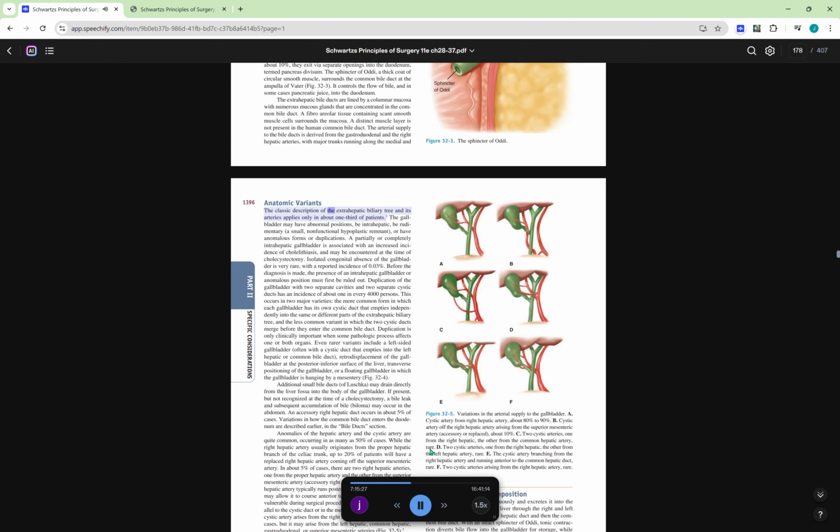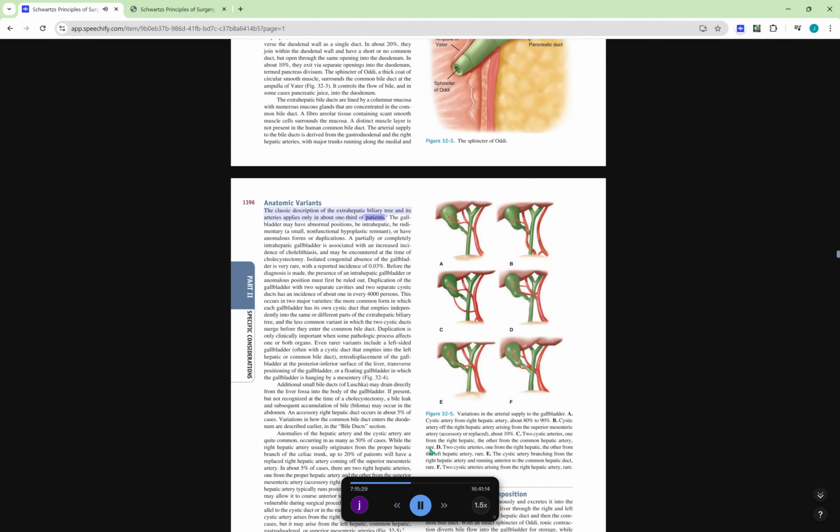The classic description of the extrahepatic biliary tree and its arteries applies only in about 1/3 of patients. The gallbladder may have abnormal positions, be intrahepatic, be rudimentary, or have anomalous forms or duplications. A partially or completely intrahepatic gallbladder is associated with an increased incidence of cholelithiasis and may be encountered at the time of cholecystectomy. Isolated congenital absence of the gallbladder is very rare, with a reported incidence of 0.03%. Before the diagnosis is made, the presence of an intrahepatic gallbladder or anomalous position must first be ruled out.